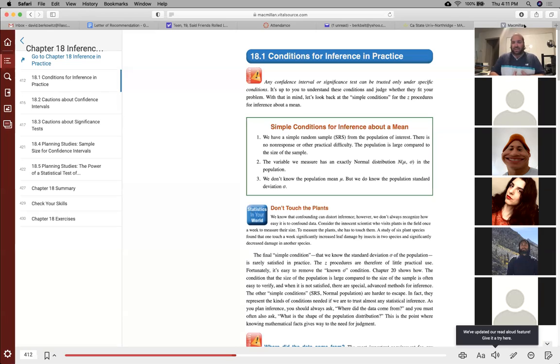You can't have any problems like non-response or undercoverage or obviously bias, or any of the issues that you might have in a real life situation. It has to come from an SRS with no problems. And we want the population to be large compared to the size of the sample.